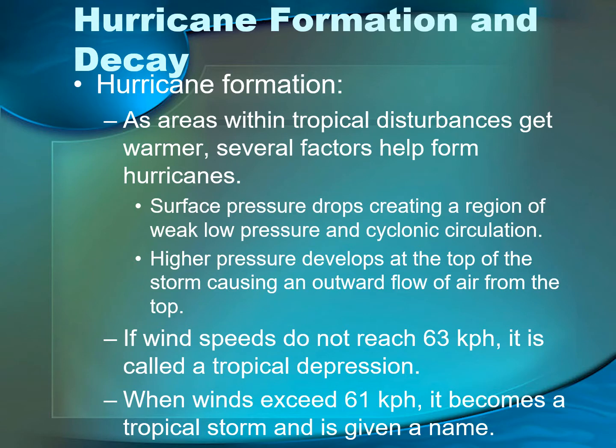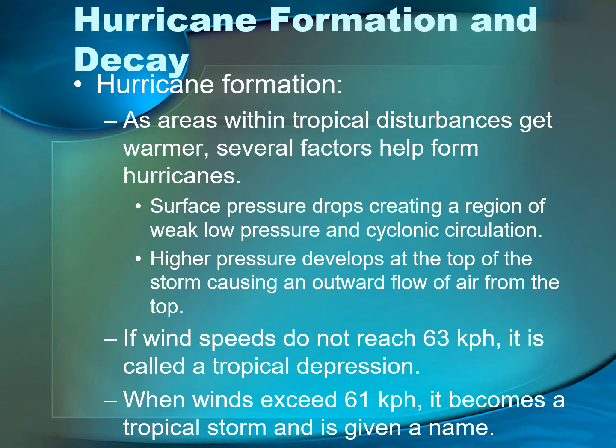Okay, as areas within tropical disturbances get warmer, several factors help to form hurricanes. So you get a pressure drop there at the surface, creating a region of weak low pressure and cyclonic circulation, which is just referring to a counterclockwise rotation. That is cyclonic circulation, as we would get with any low pressure system or cyclone within the northern hemisphere. So you get higher pressure developing at the top of the storm.